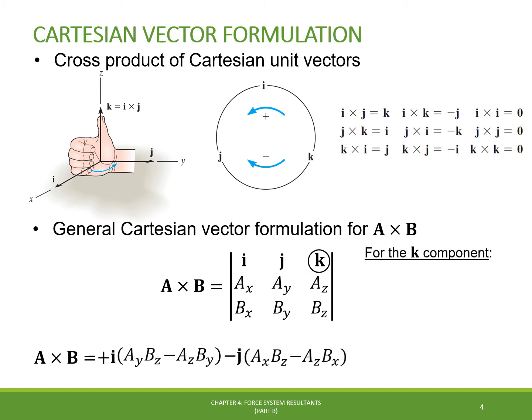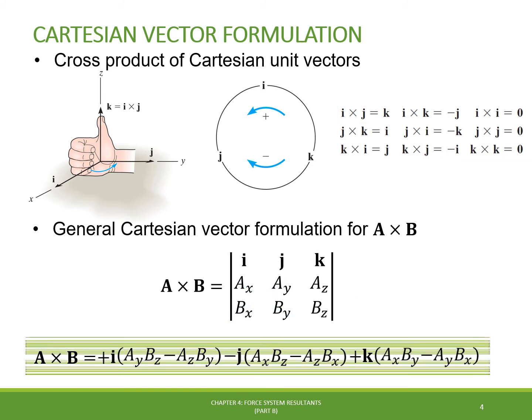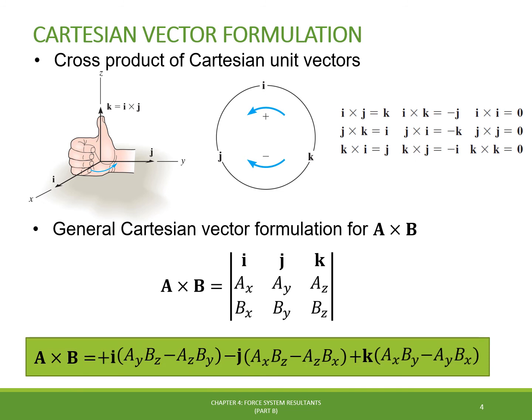And finally, we repeat the process for the k component. Strike through the row and column of the k element, take the product i cross j, which results to positive k, multiply the elements of the main diagonal, subtract from it the product of the elements of the secondary diagonal, get the Cartesian component of the cross product in the k direction, and this is the general equation for the Cartesian vector representation of A cross B.